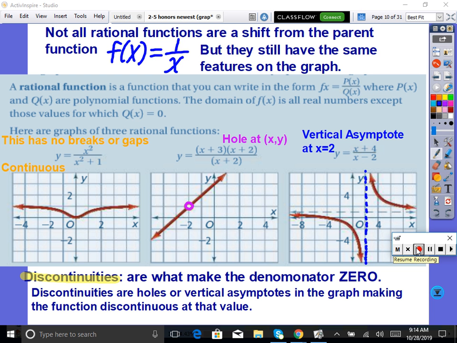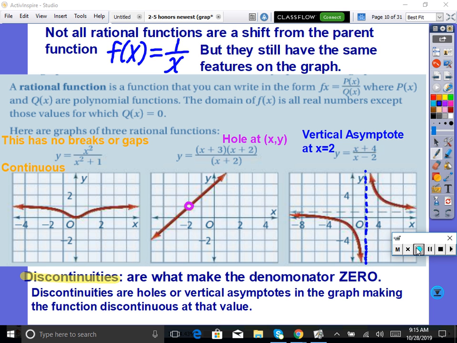Back to looking at functions. A rational function f of x equals 1 over x. If it has this form and then shifts, we just saw that that's super easy. However, not all rationals are a shift from the parent function, so there's a lot more to think about. To graph it, we've got to come up with some steps, which is what we discovered last time, right? Some key features of our graphs.